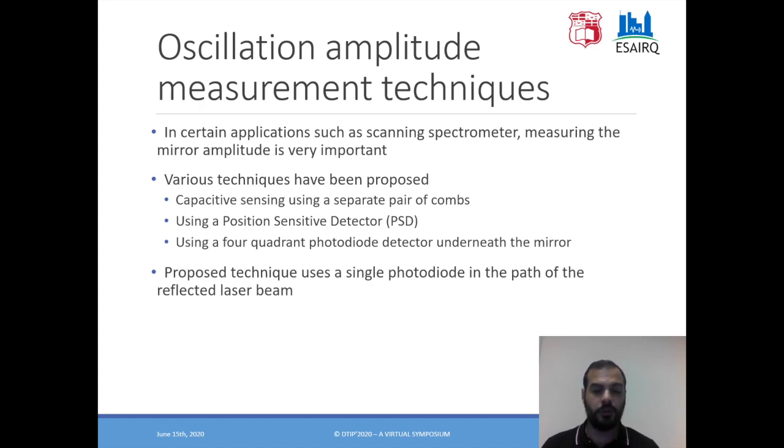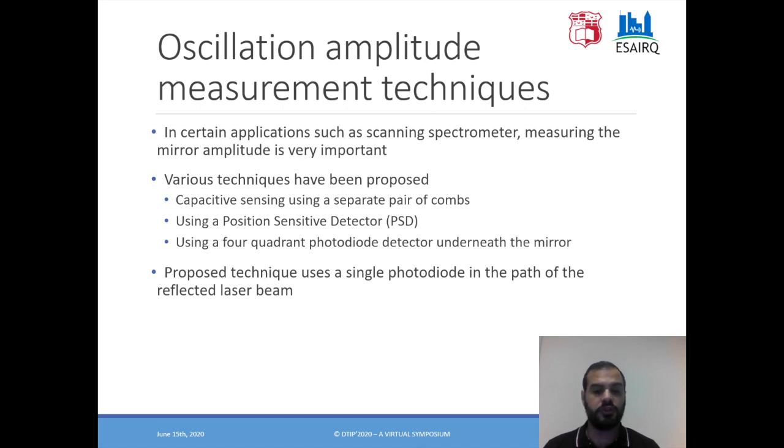A very simple and common approach is to use a set of separate comb structures and then measure the changing capacitance in these comb structures. These require an extra area on the device, thus making it bigger and more expensive. An off-chip alternative would be to use a position-sensitive detector to measure the position of the laser beam reflected off the micromirror. However, these devices are expensive and bulky, so it does not make them usable for portable devices.